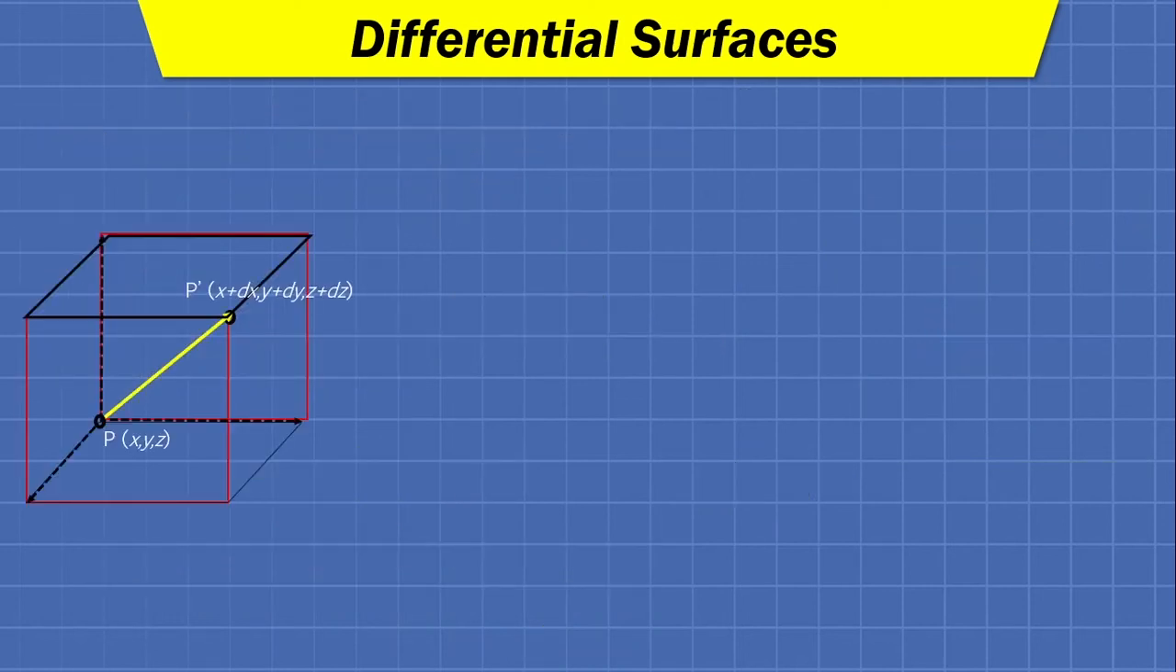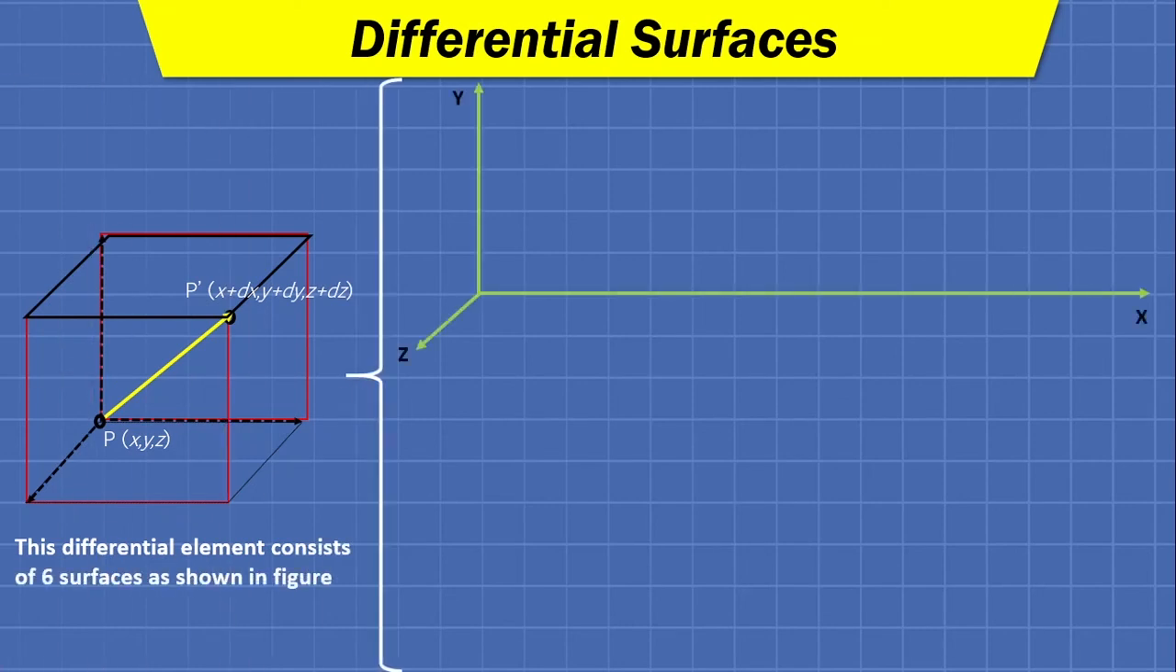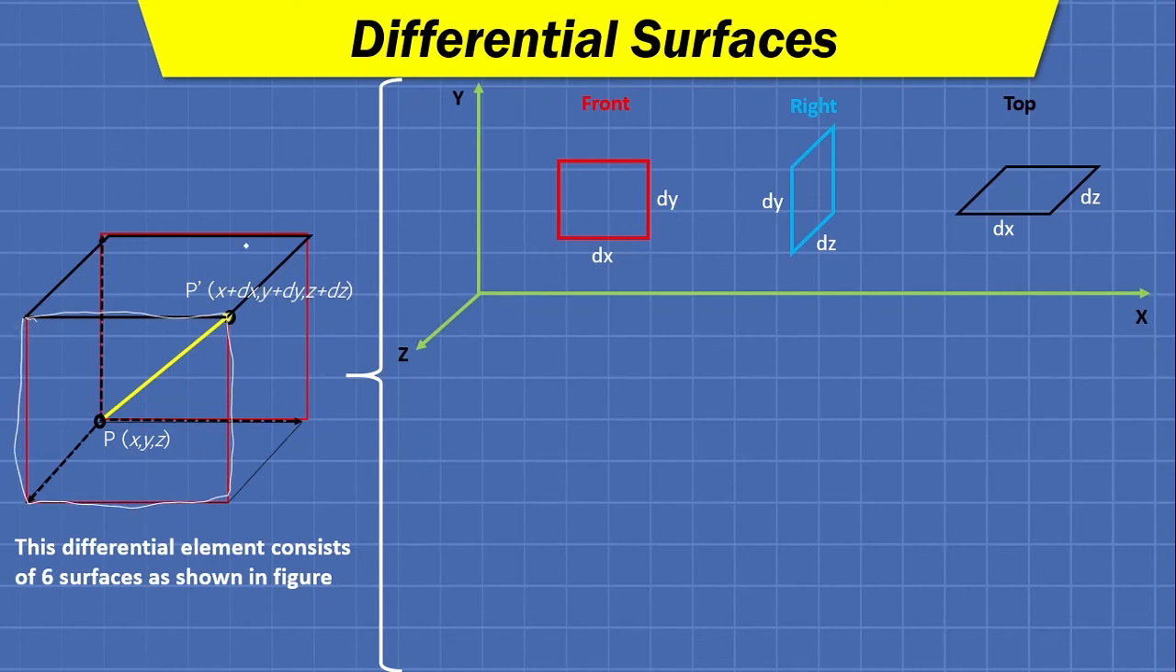So let us understand how many differential surfaces are there in this element. This differential element consists of 6 surfaces, which can be shown as the front surface, that is this one, the right surface, that is this one, and the top surface. So first 3 surfaces are like this.